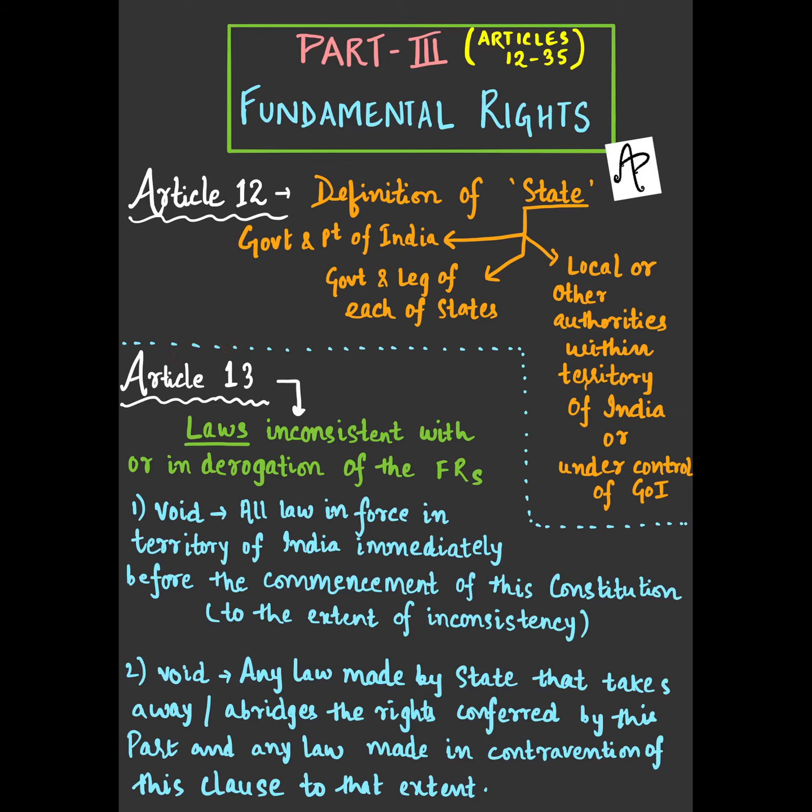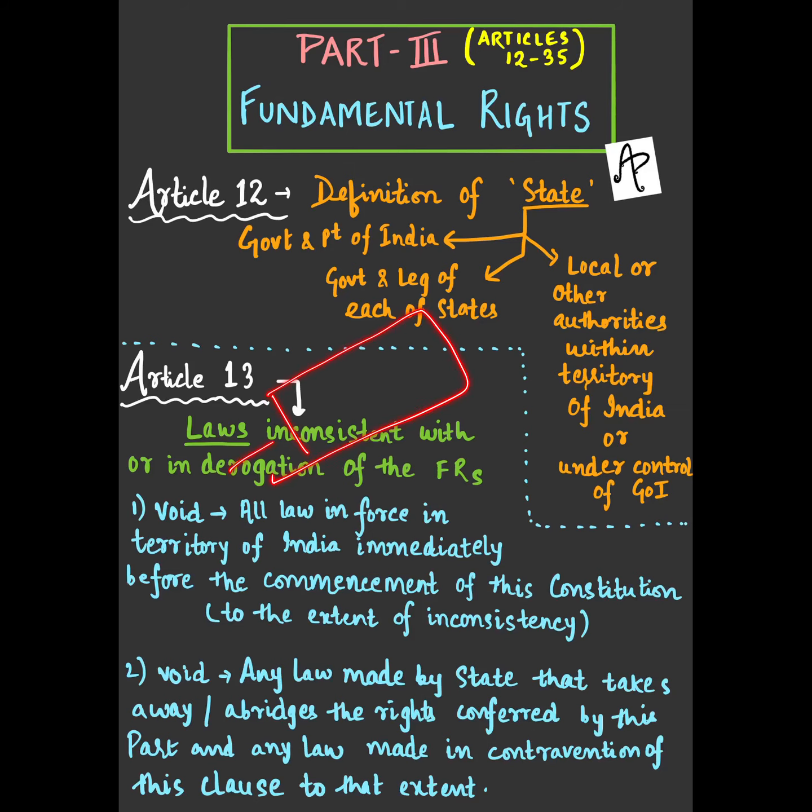Then when we talk about Article 13, it says laws inconsistent with or in derogation of the fundamental rights. Now, what are the laws which are considered as inconsistent with the fundamental rights or in derogation of the fundamental rights? So, the first clause says that all the laws which are in force in the territory of India immediately before the commencement of this constitution, in so far as they are inconsistent with the provisions of this part.